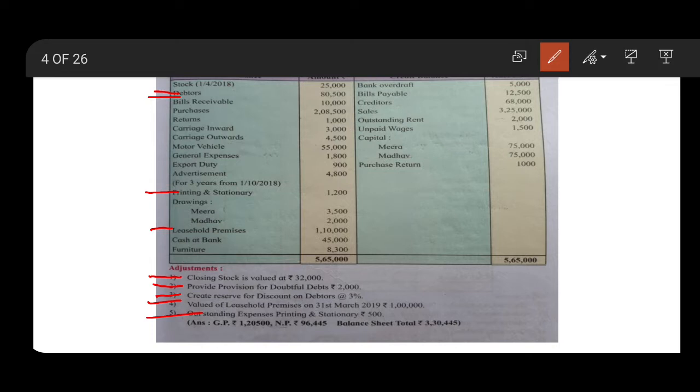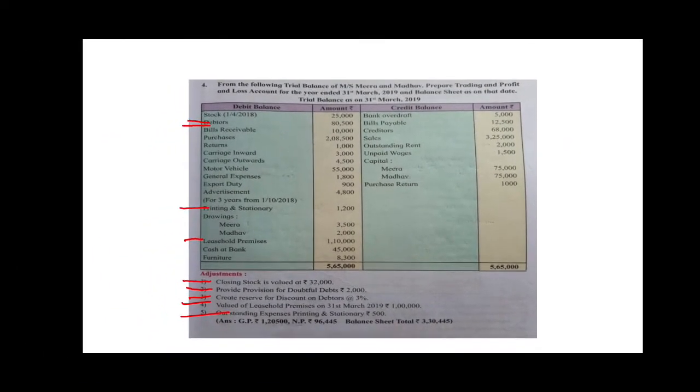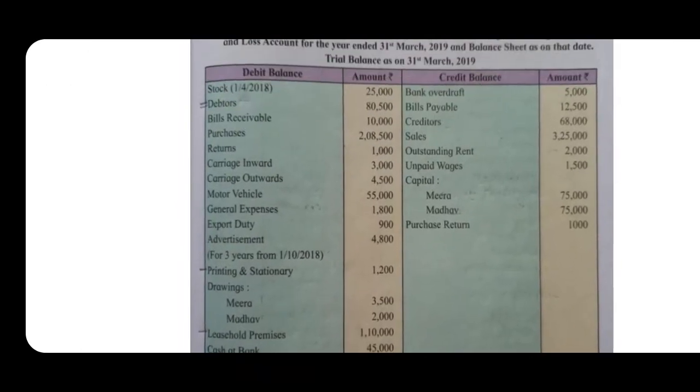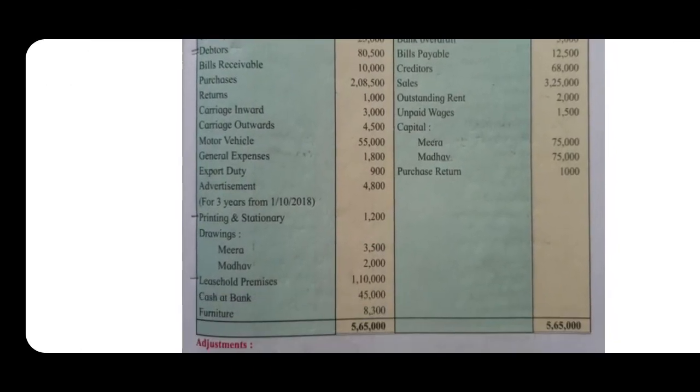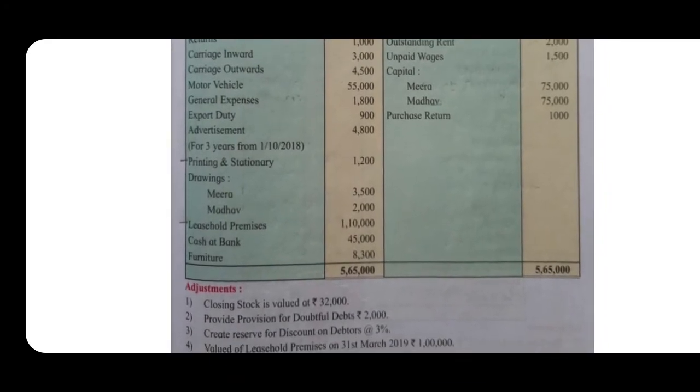Why are we marking? We are marking so that whenever we transfer the items to the respective accounts, we write the marked items' amounts in the inner column. Here I have marked in this way. Debtors are marked twice, printing and stationery once, and leasehold premises once.